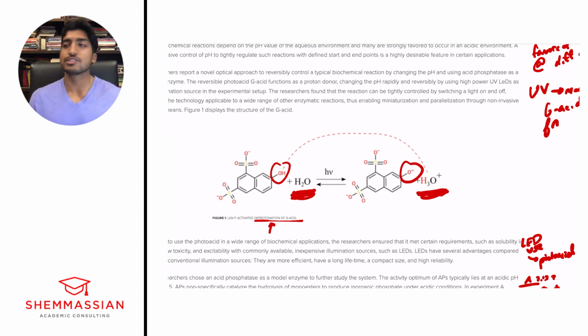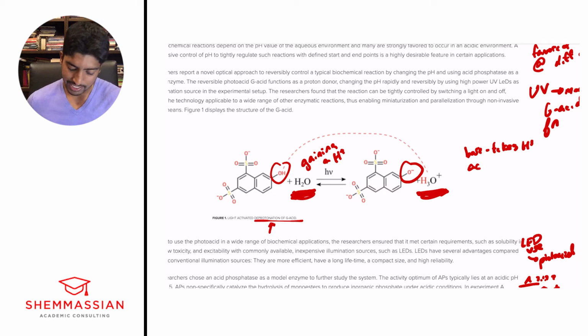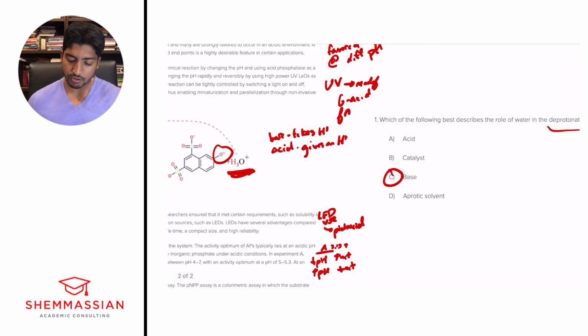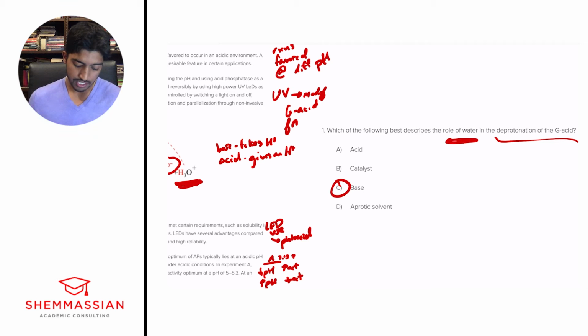What type of reaction loses and gains protons? Acid-base, exactly. And so here, what is water doing? Well, it's gaining H plus, right? It's taking away an H plus. And what type of substance takes away H pluses from another molecule it's interacting with? It's a base, right? A base takes H plus, and an acid gives an H plus. And so here we have water as C, our base, the role of water in this deprotonation of the G acid.